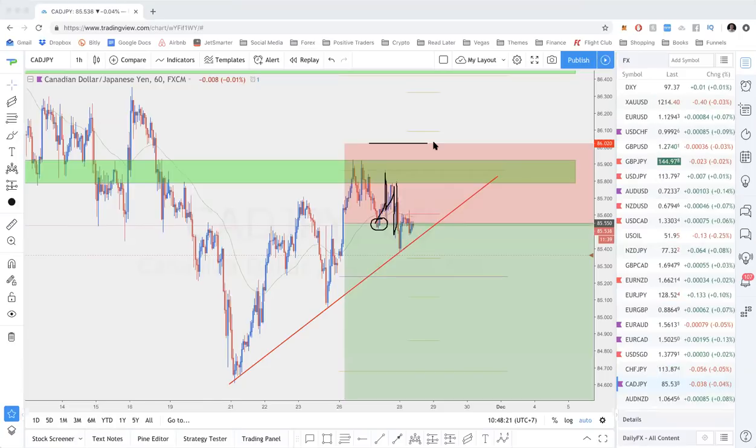If you look at my risk of ruin, I have to lose more than 50 trades in a row to blow my account. It's something like 70 trades in a row to blow my account. I'm not worried about losing a couple trades here and there.